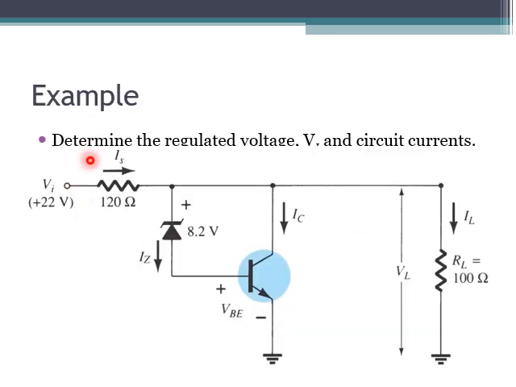I have posted a simple problem. Determine the regulated voltage VL, the load regulation, and the circuit currents. IS is given, IZ is given, and IC is given. So here, what is the load? You just go through the circuit and do it, using the formulas which I had given in the previous slide. Clear?